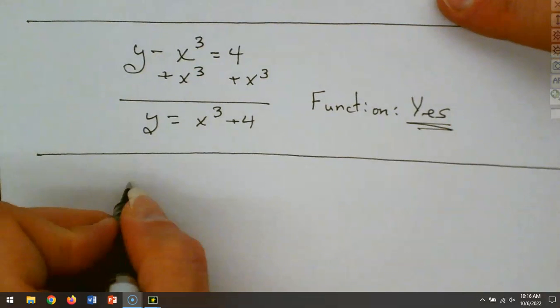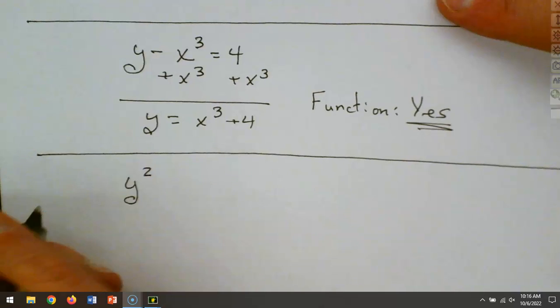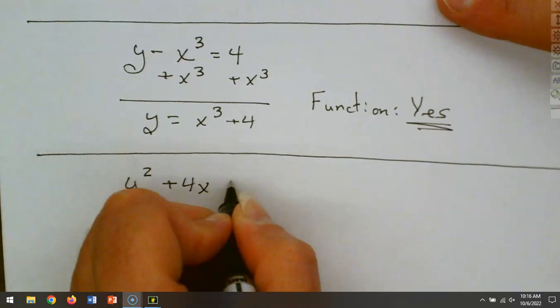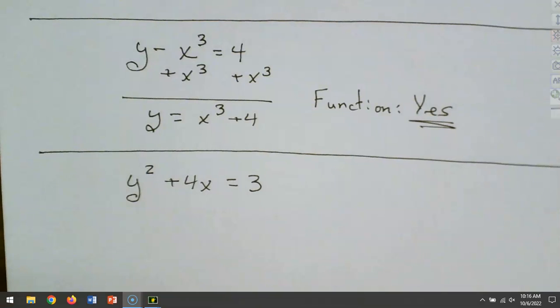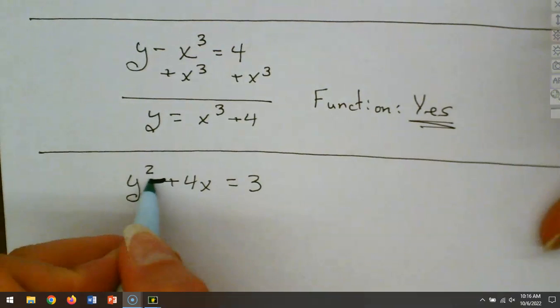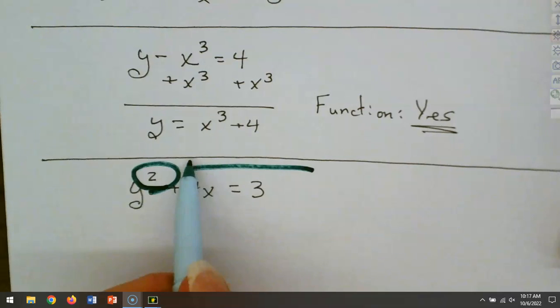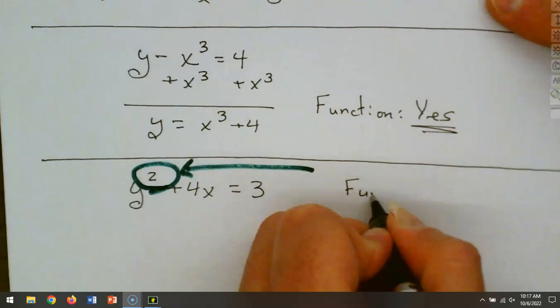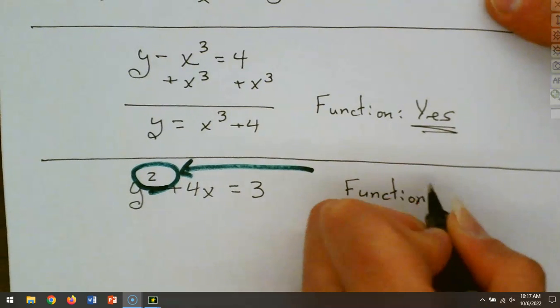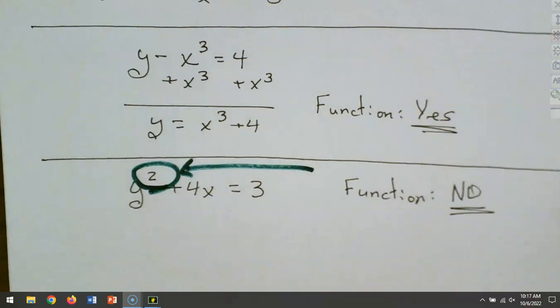What about this one? Would this one be a function, yes or no? You think this would be a function, yes or no? No, why not? Okay, this is not a function because of the square there. All you have to look at is the y part. It is not a function because of the square on the y.